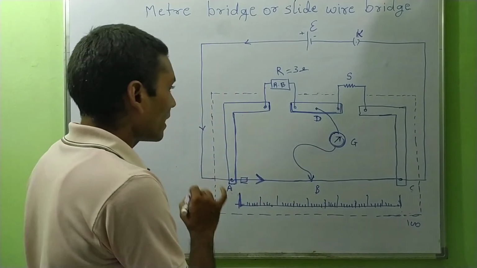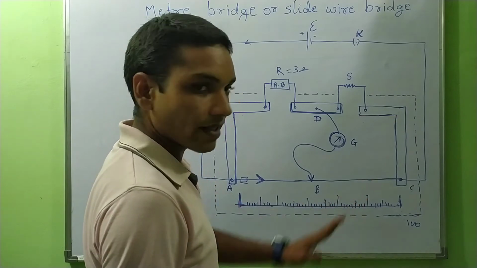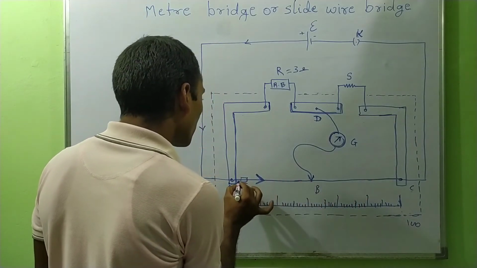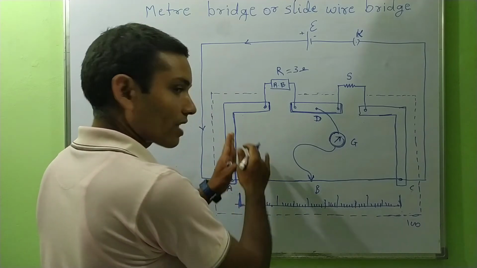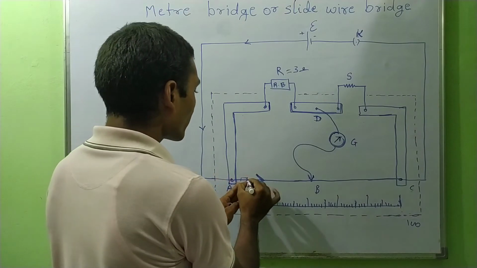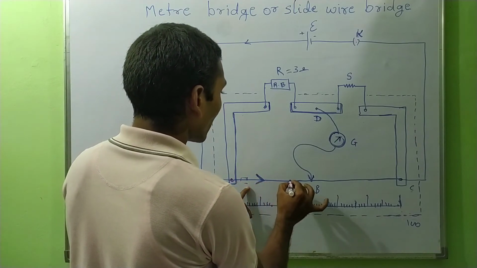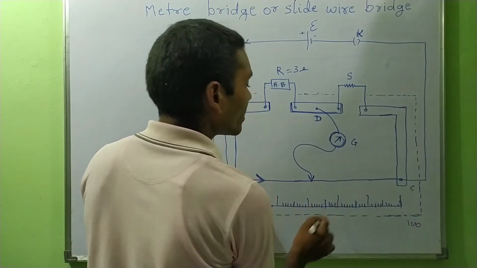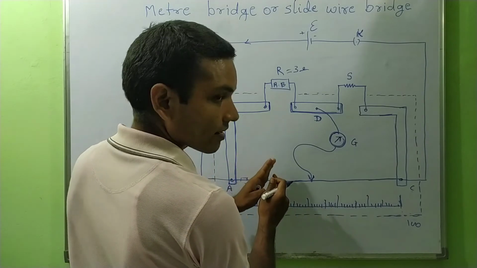Okay, and if the deflections are opposite in the two cases, then now this jockey is brought near the point E, and the deflection will be more. If this jockey is moved along this wire towards point C, then the deflection decreases.